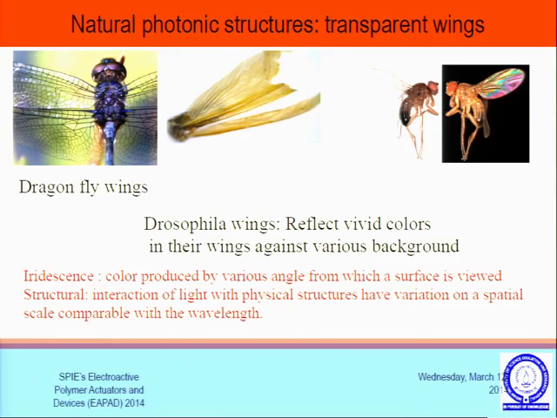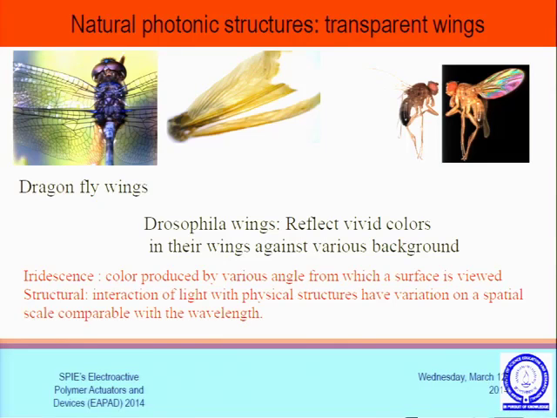So this is a dragonfly wing, but the structural arrangement on this wing surface is in a random order. And this is the domestic fly. Here one can see various colors in the wings against a dark background. It means there is interference, thin film interference. Because of this thin film interference, one can see the various colors.